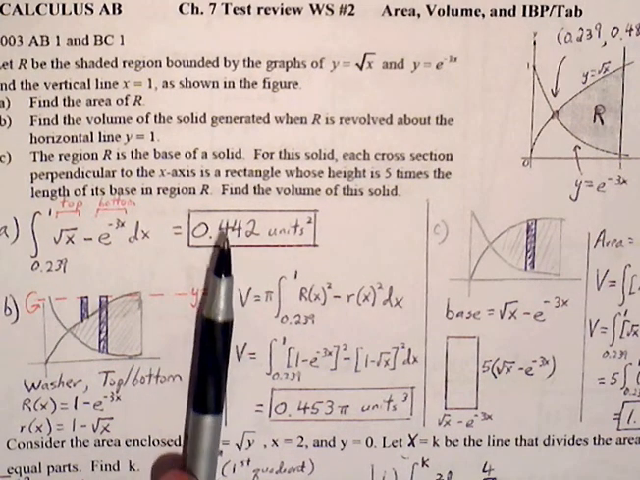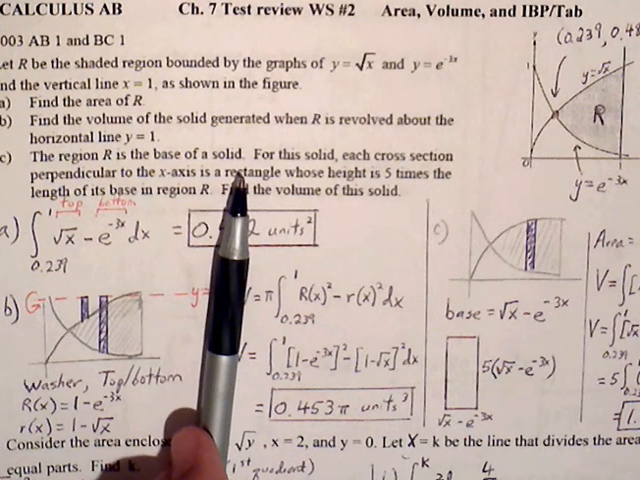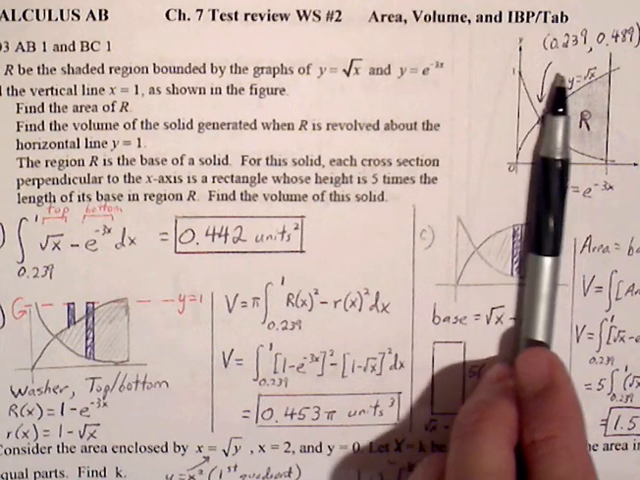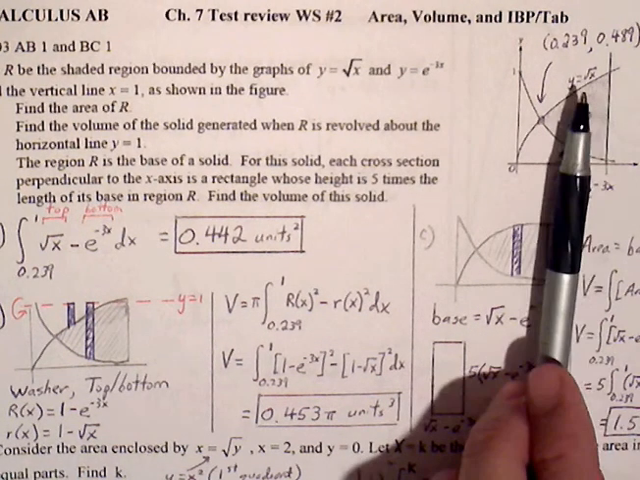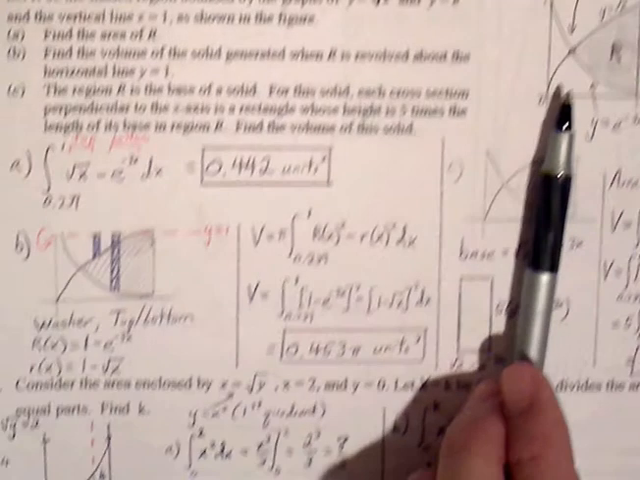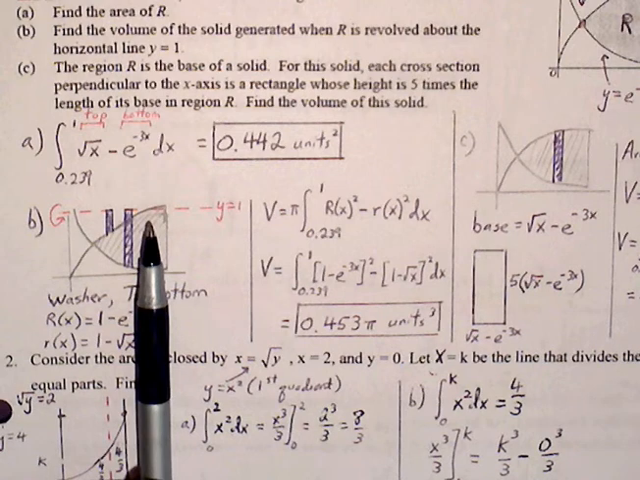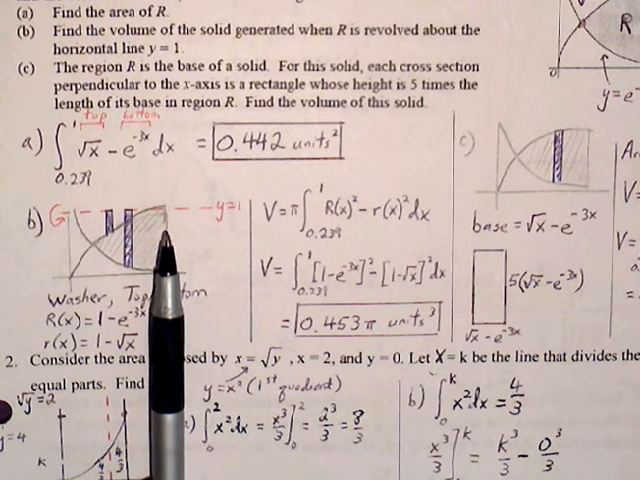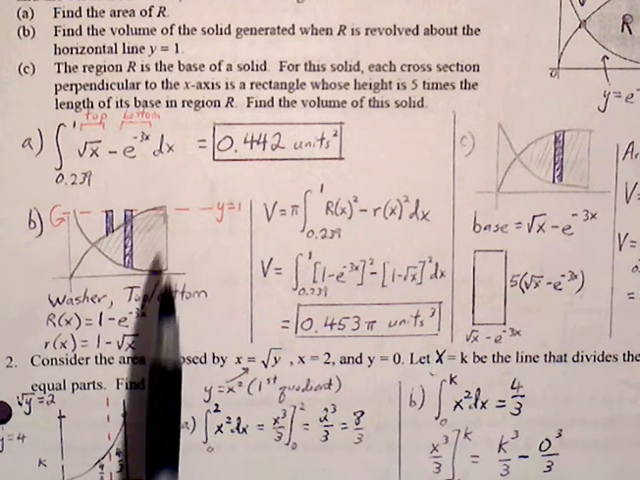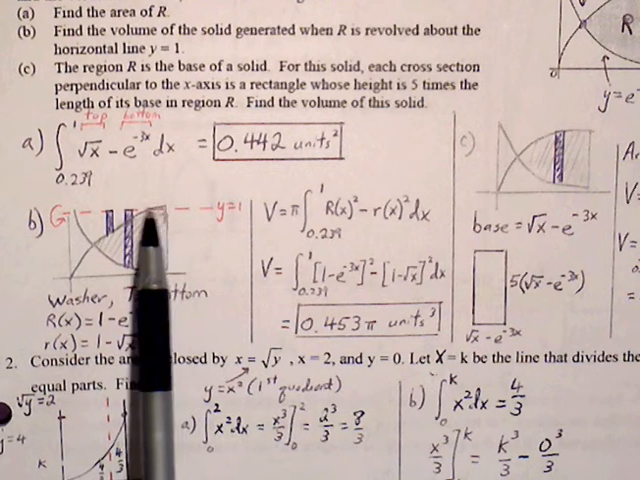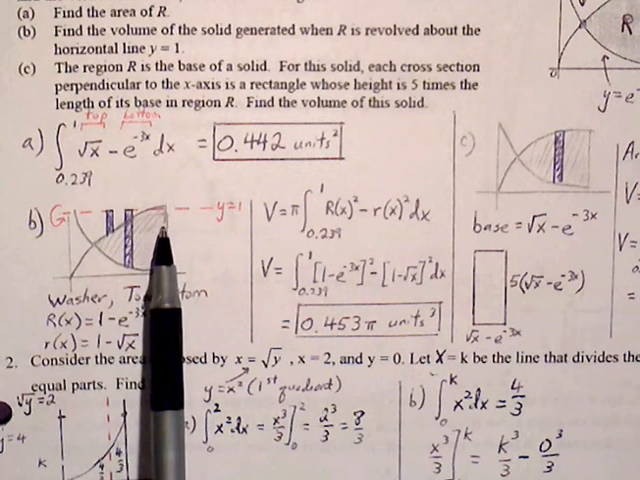Okay, part B, find the volume of the solid generated when R is revolved about the horizontal line y equals 1. So y equals 1 is going to be across the top here, and the shaded region is R. I redrew the graph here. If we're rotating about a line, then we have to decide whether to use disk method or washer method. You see that there is obviously a gap between the shaded region and the axis, so we know that we're going to have to go through washer method.